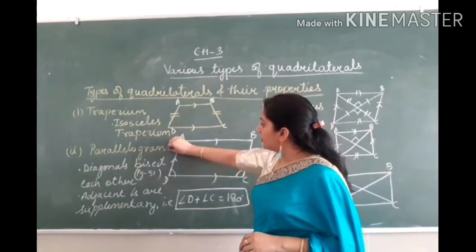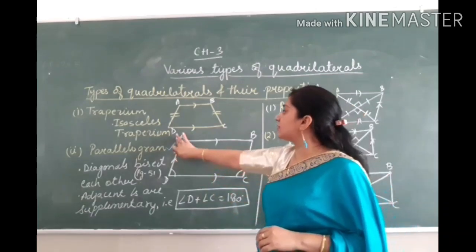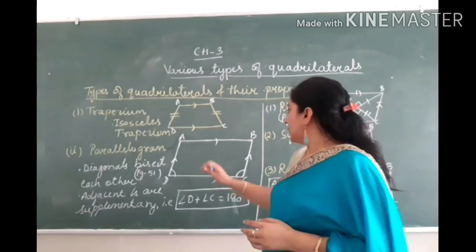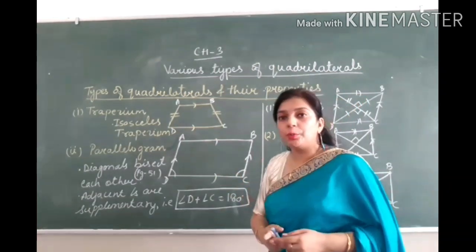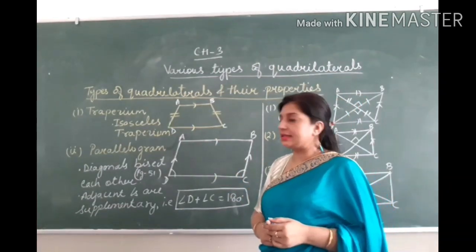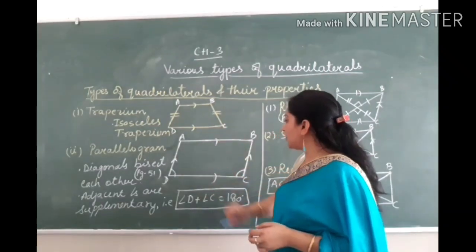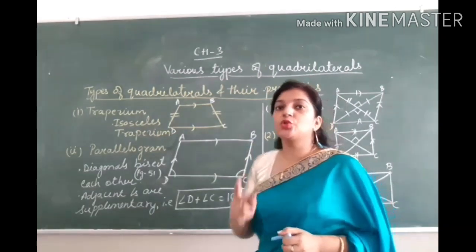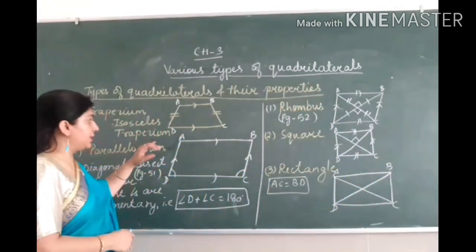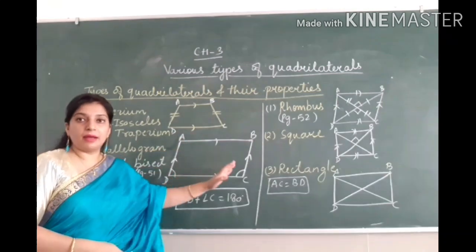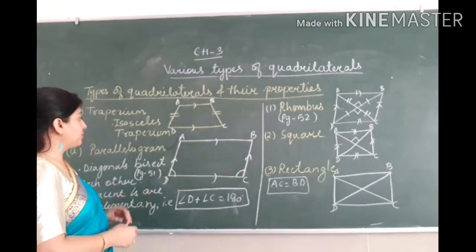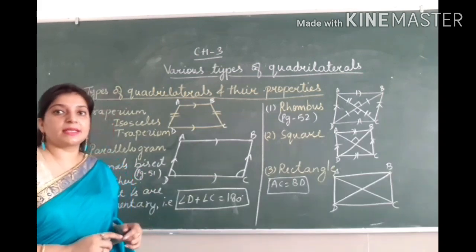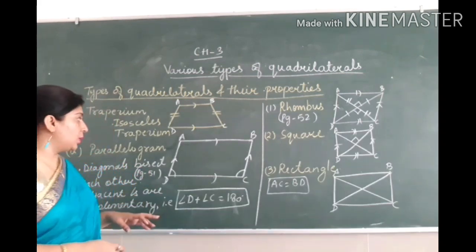Now next quadrilateral is parallelogram. Parallelogram is a quadrilateral in which two pairs are parallel sides. That is AB is parallel to DC and AD is again parallel to CB. There are two pairs of parallel sides. In parallelogram, a very important property is opposite sides are parallel and equal.